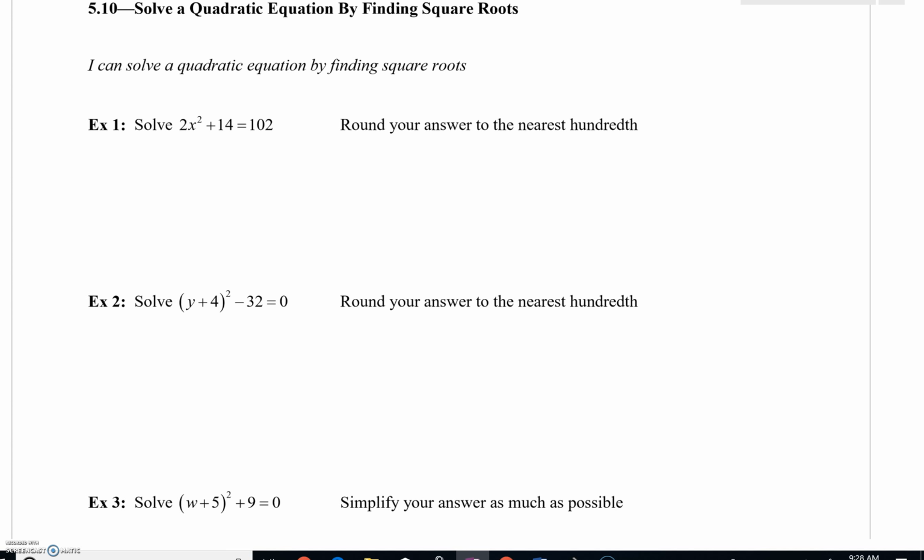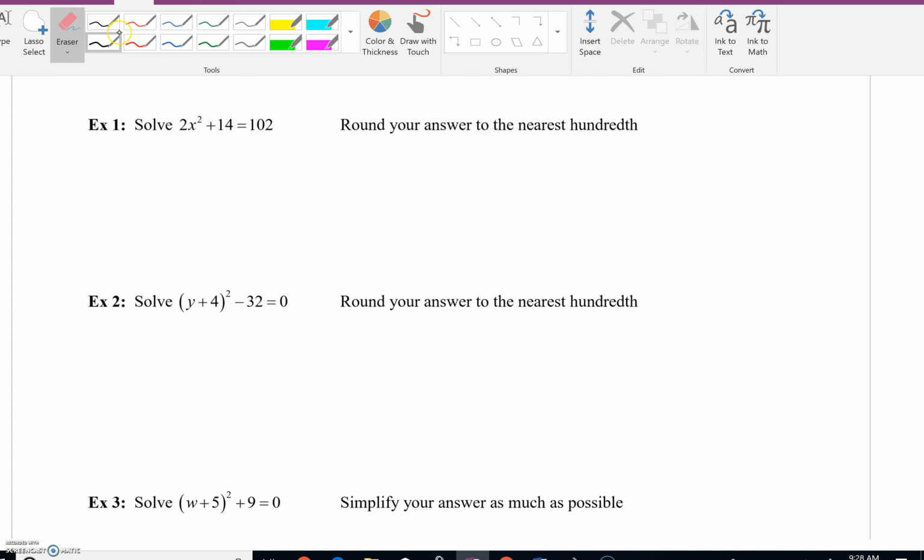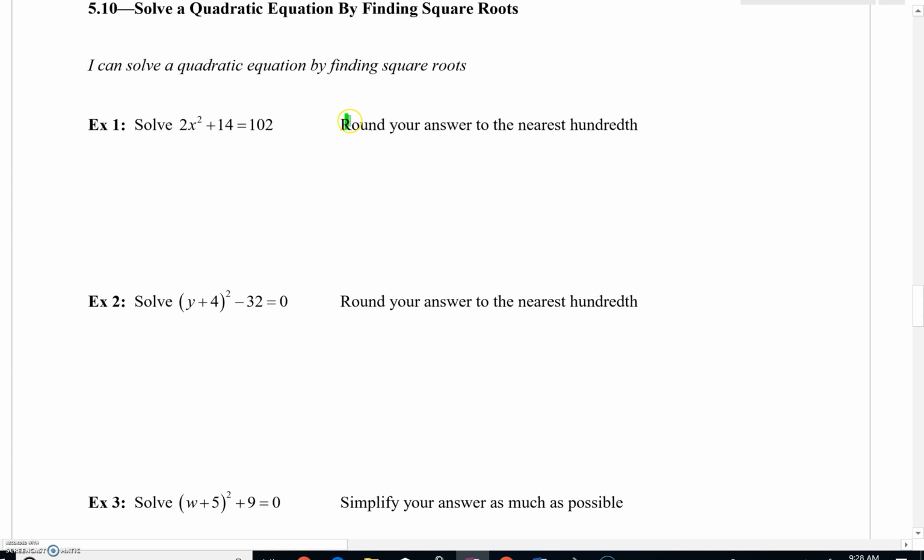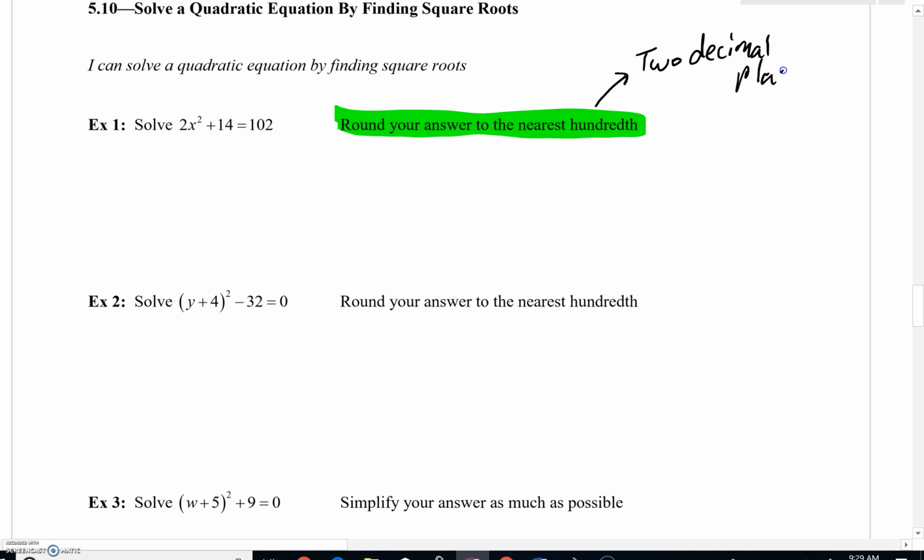Algebra 2, we're in lesson 5.10. We're going to solve quadratic equations, but we're going to have to pay especially close attention to the directions. Take a look very quickly at number 1. You have your equation, of course, but look right here. It says round your answers to the nearest hundredth. The hundredth is going to be 2 decimal places. Okay, we're going to go to 2 decimal place accuracy.